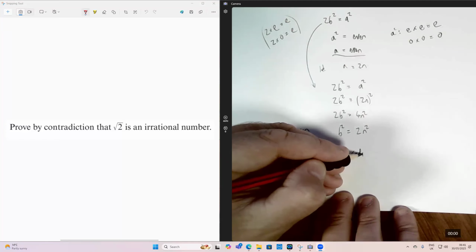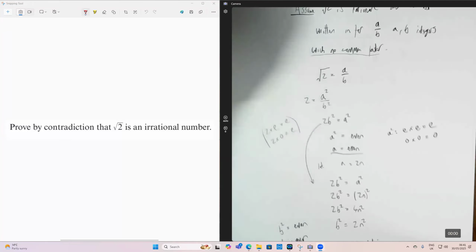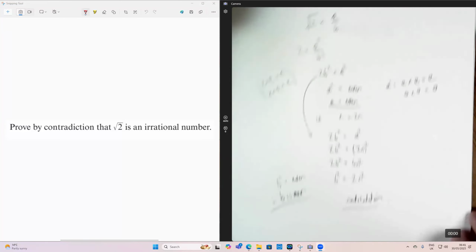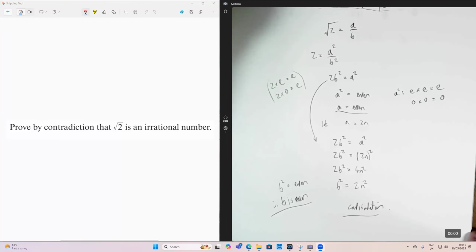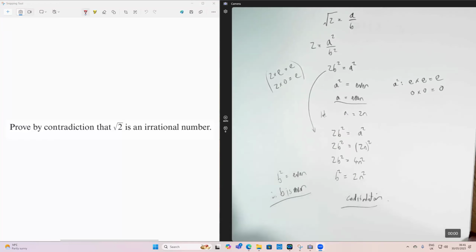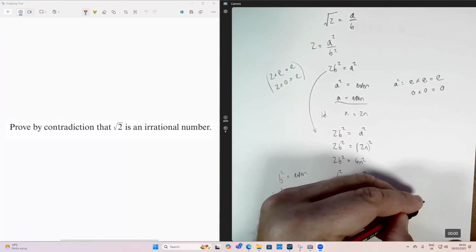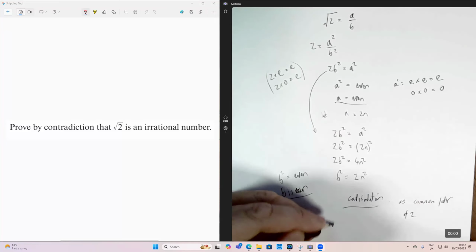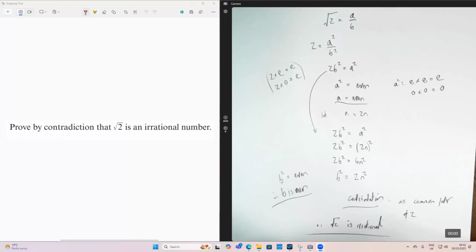So that is our contradiction, because we assumed initially that a and b were both integers with no common factor. And what we found in actuality is that if we assume that, we find out that a and b actually have a common factor of 2. And that contradicts our original assumption. So contradiction, as a common factor of 2. Therefore, √2 is irrational. There we go.